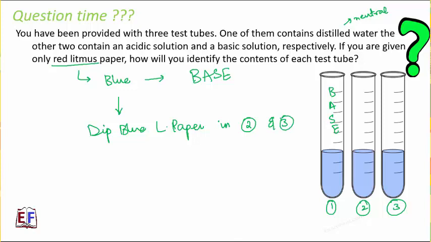Wherever we see there is no change in color, that is distilled water. Let us suppose that in test tube 2, there is no change in color. That means that is distilled water and is neutral. And therefore the last one, we will definitely see a change in color, as it will turn the blue litmus to red. So that's going to be acidic. In this fashion, we can determine which is acid, which is base, and which is neutral.